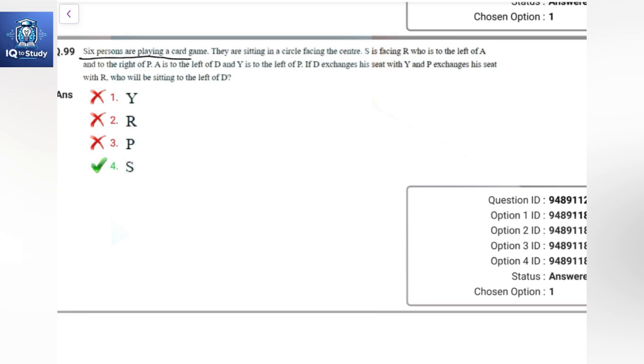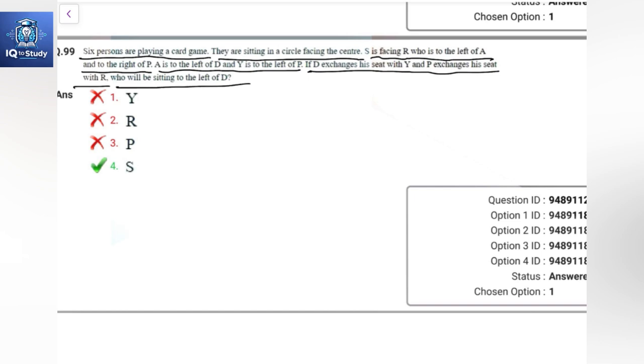Six persons are playing a card game. They are sitting in a circle facing the center. S is facing R, who is to the left of A and to the right of P. A is to the left of D and Y is to the left of P. If D exchanges his seat with Y and P exchanges his seat with R, who will be sitting to the left of D? According to the question, 6 persons are playing a card game in a circle facing center.